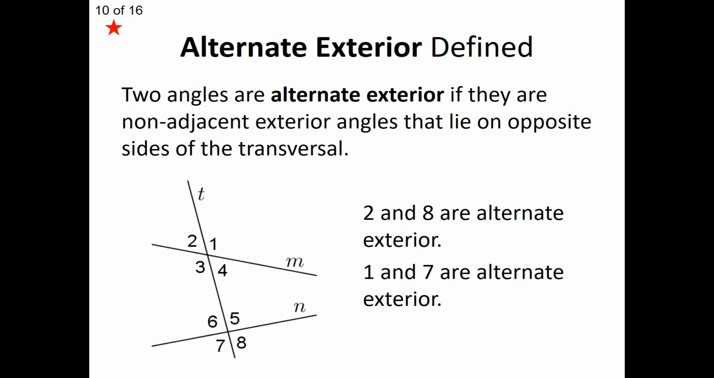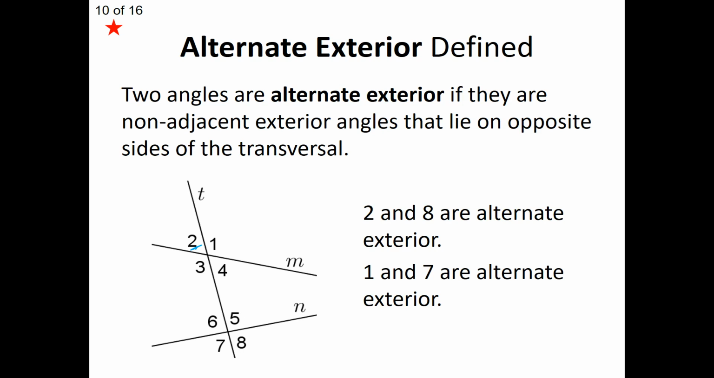We can apply this same story to the alternate exterior angles. You're going to see that the definitions of alternate interior and alternate exterior only differ by changing the word interior to exterior. So a pair of alternate exterior angles are again non-adjacent exterior. Now we're choosing from angles 1, 2, 7, and 8, and they have to lie on opposite sides of the transversal.